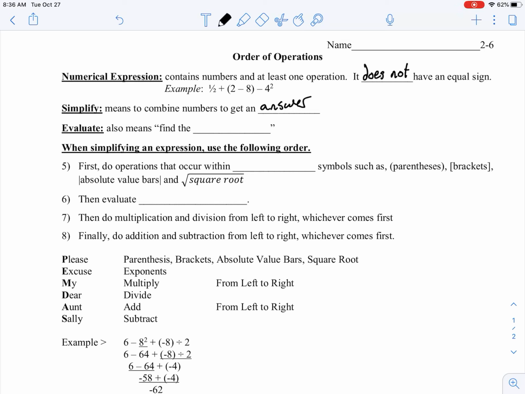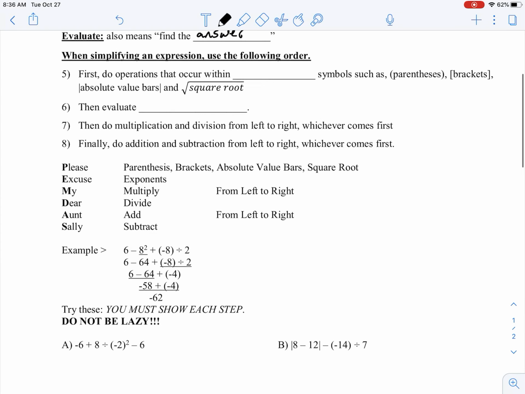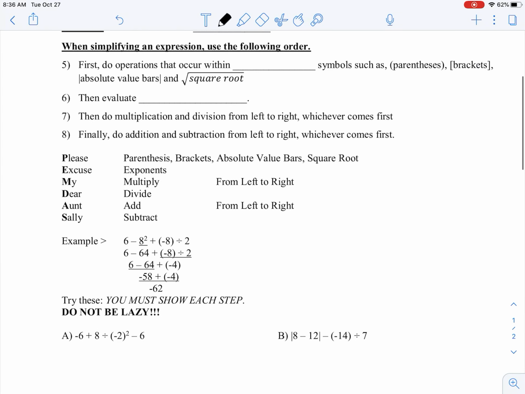To evaluate, kind of like simplify, means to find the answer as well. So also getting a numerical value out of that thing. So when we are simplifying an expression, we want to do the following order. These are the order of operations. We gotta follow it this way.